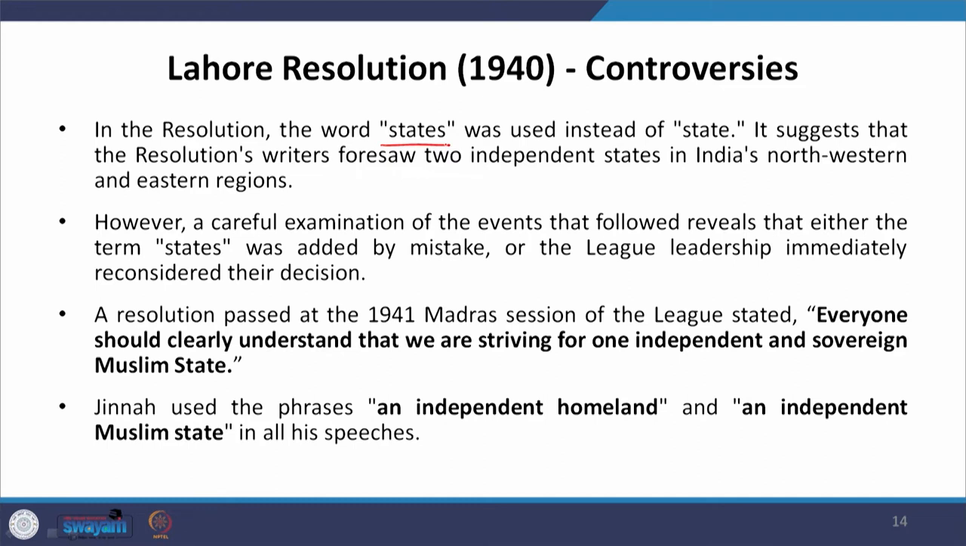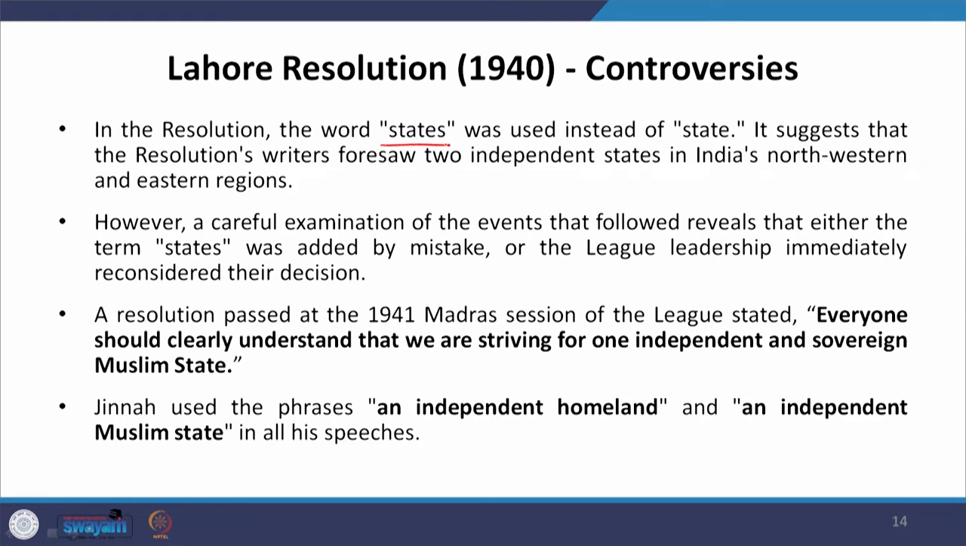However, when one carefully examines the course of events that followed, one understands that the term "states" was added inadvertently, and the League leadership must have reconsidered their decision afterwards. So, the resolution passed at the 1941 Madras session of the League actually stated, and I quote, "Everyone should clearly understand that we are striving for one independent and sovereign Muslim state," unquote.